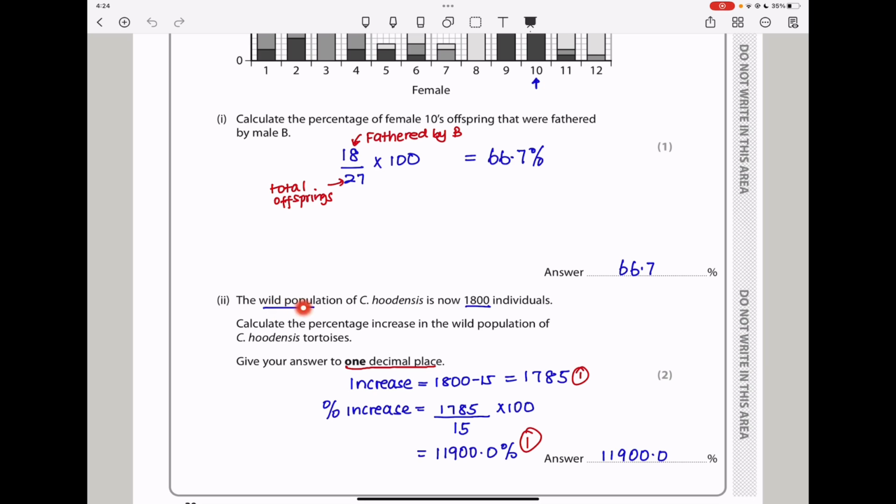Down here they say the wild population of C. hudensis is now 1,800 individuals. Calculate the percentage increase in the population of C. hudensis tortoises and give your answer to 1 decimal place. The increase should be, remember right now it's 1,800, but initially there were 15. So 1,800 minus 15 gives us that. And then 1785 divided by 15 times 100 gives us that. So that is going to be the answer.